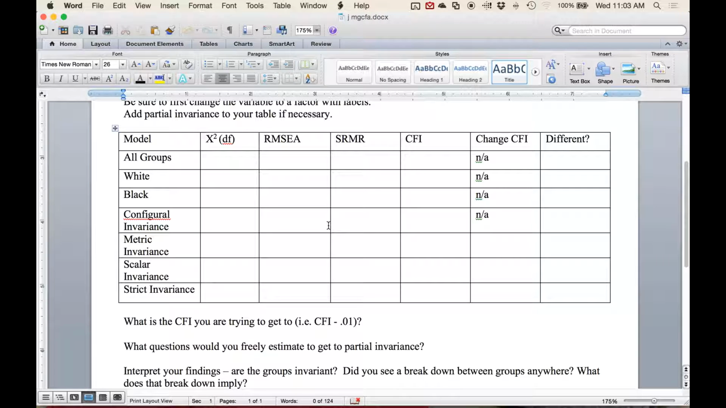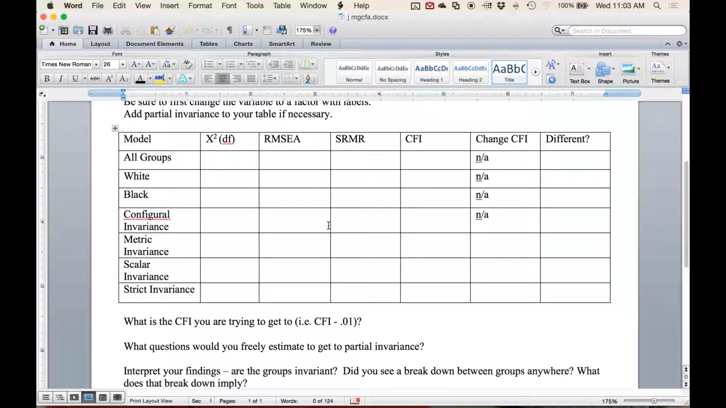So we're going to test all groups to make sure that the CFA fits at least well, because then a multi-group analysis would be appropriate. And then we're going to test each group separately. So we'll test just whites by themselves and just blacks by themselves, because then we'll be able to make sure that at least the models will run. And then we'll start to nest them together.